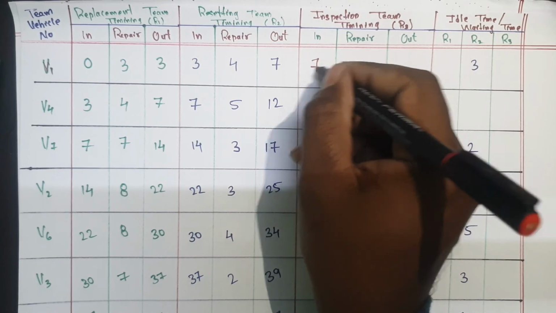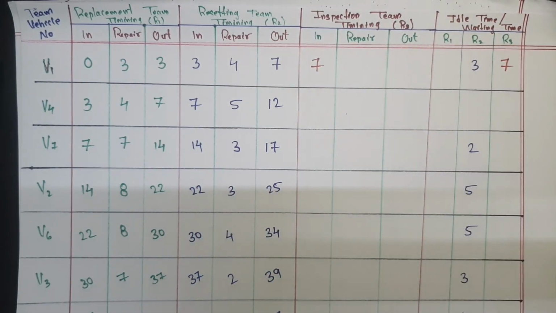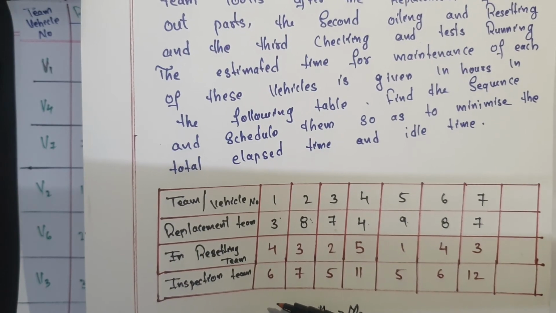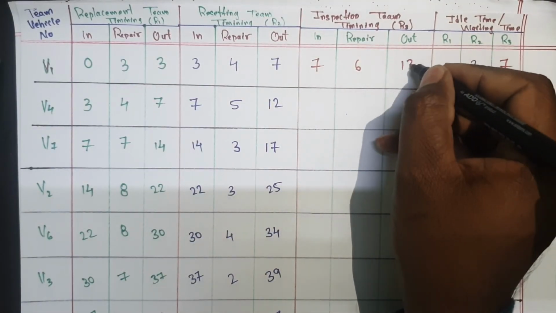7. So, start from 7 and idle time will be 7. Idle time, how much will be there? 7 is there. Then V1. In V1, what is the value here? 6 is there. So, here you can write 6, 6, 6, 12, this is 13.